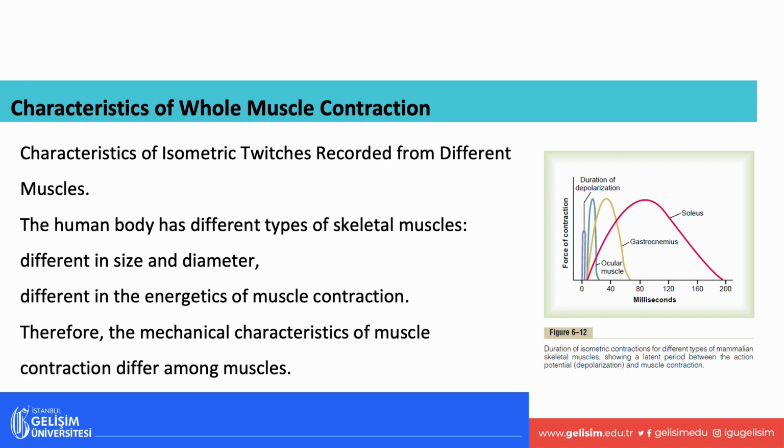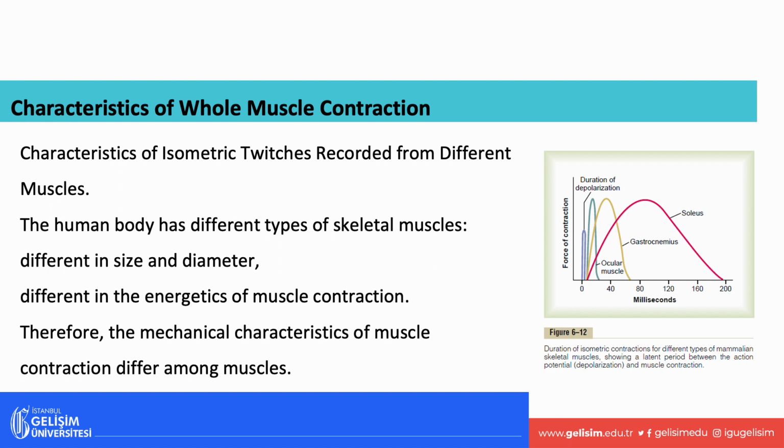All right, so let's talk about the characteristics of whole muscle contraction. The characteristics of isometric twitches that are recorded from different muscles can vary due to the differences in size, diameter, and the energetics of muscle contraction amongst the different skeletal muscles in the human body. Now, isometric twitches are brief, sudden contractions of a muscle that don't result in any movement of the muscle. They're typically recorded by measuring the force that's generated by the muscle during the twitch.